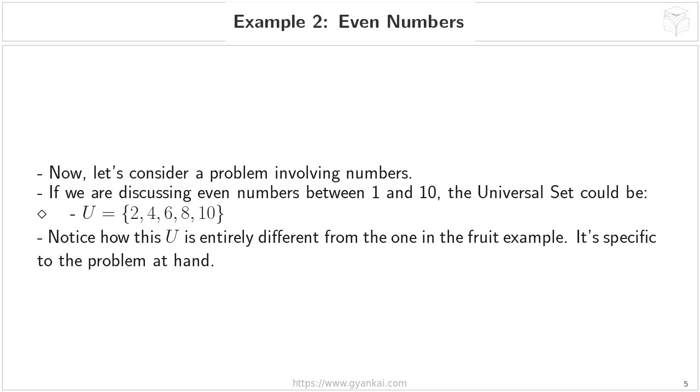This highlights the key point we've been building towards. The universal set isn't some fixed thing. It's specific to the problem we're trying to solve. As we move forward, remember to always identify the context first before defining your universal set. This will be crucial when we start applying set operations, as we'll see in the following slides.